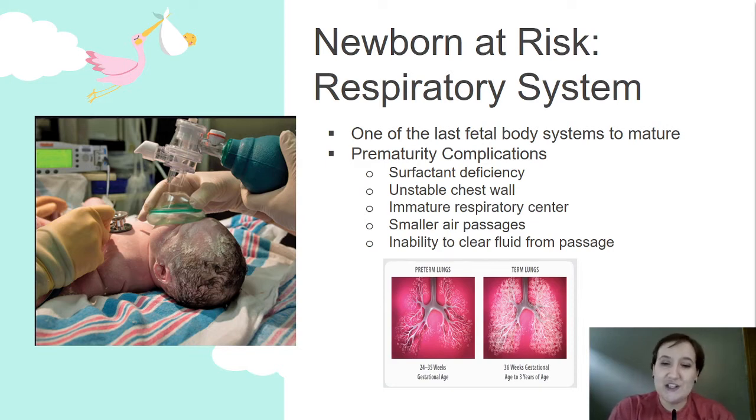So let's look at our diagram here on the bottom of the page. You can see what preterm lung development looks like at 24 to 35 weeks, and again, little infants fall along the gradient, somewhere in the middle there. But the point being that those alveoli just have not been able to develop, and their surfactant isn't there either to help those alveoli stay open.